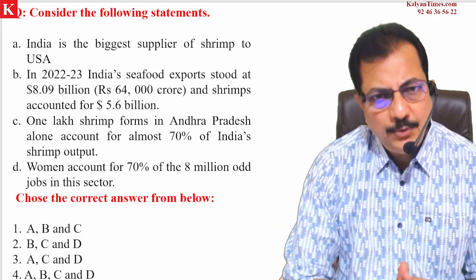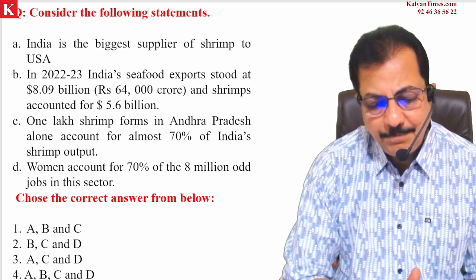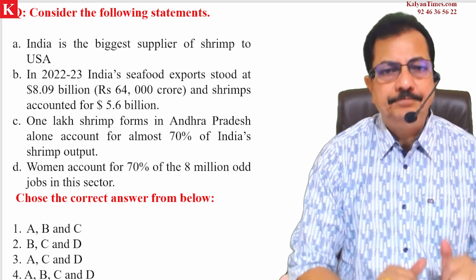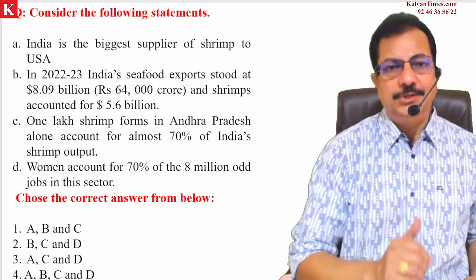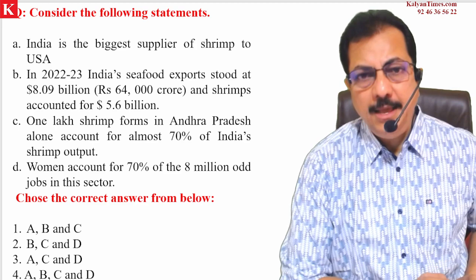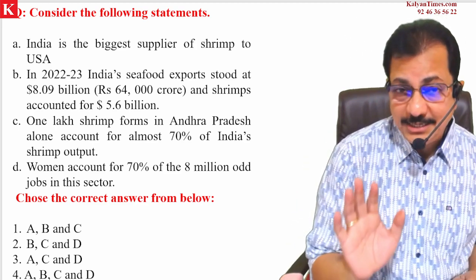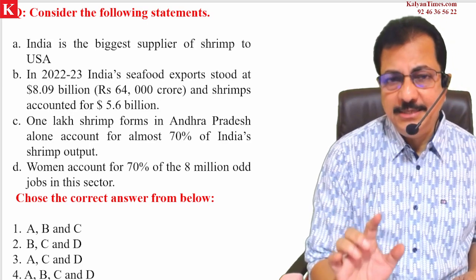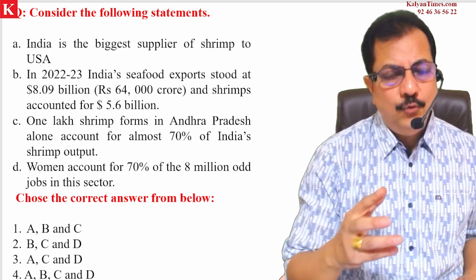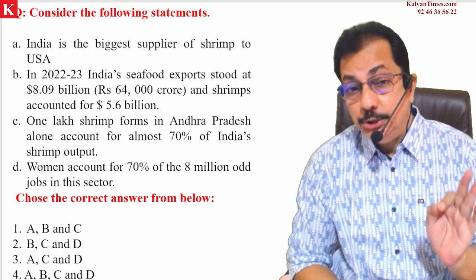This is how you can save time in the examination. So let's try to read all the four statements. India is the biggest supplier of shrimp to the United States of America. That is very much right. And when it comes to the statistics, an important one: in the year 22-23, India's seafood exports, right? I am not just mentioning the shrimps, but this is related to the entire seafood. India's seafood exports stood at $8.09 billion.